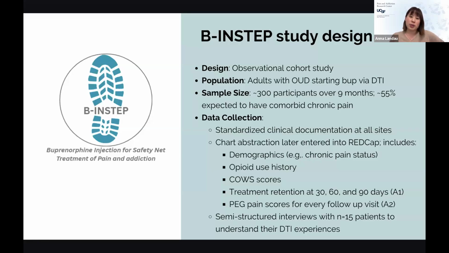And so we include demographics, their opioid use history, COWS scores, or their clinical opioid withdrawal scores, their treatment retention at 30, 60, and 90 days to really get at that first aim. And then we use PEG scores, which are pain evaluation scores, to track how people are doing with their chronic pain, if they're actually improving in their daily functioning from pain at each follow-up visit while they're on the injectable buprenorphine. And then finally, we're aiming to do semi-structured interviews with patients to really understand their direct-to-inject experiences.